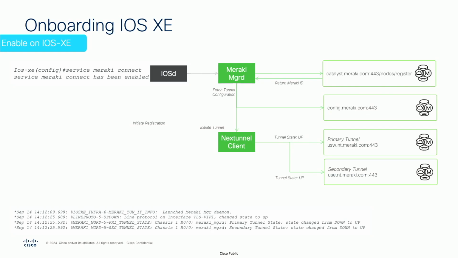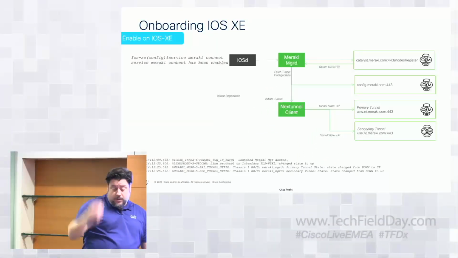for high availability. And then I thought I'd throw this in here too. You'll be able to see in the log, of course, like any IOS XE interface, when the primary and secondary tunnels go up and down.